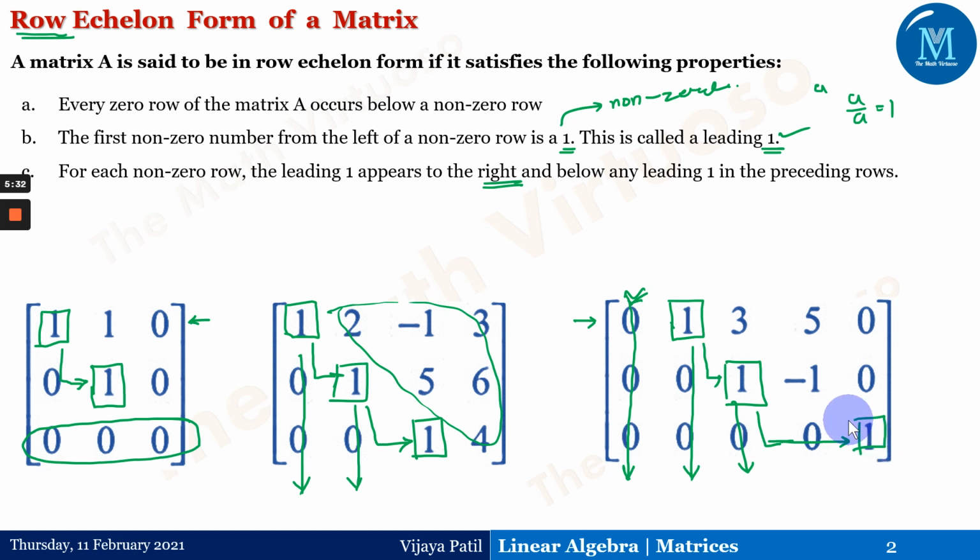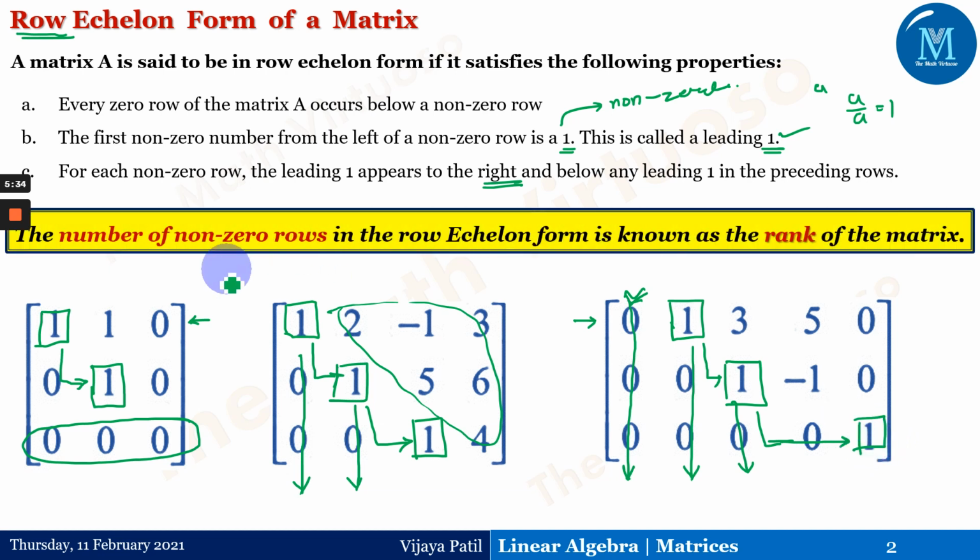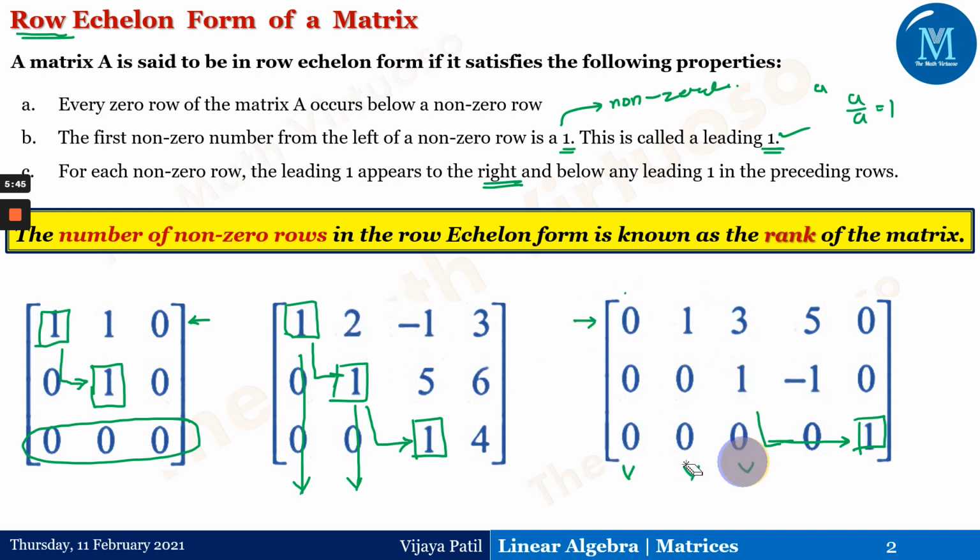So, one more very important statement. The number of non-zero rows in the row echelon form is known as the rank of a matrix. Okay, it's known as the rank of a matrix. So suppose I just wanted to make a comment on this particular thing. Let me erase that so that you will have a clear picture of the statement and what I just wanted to explain here.